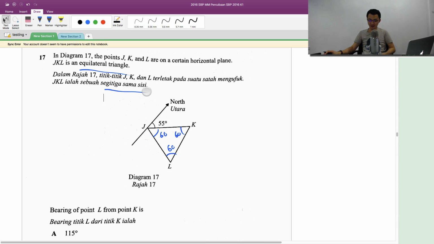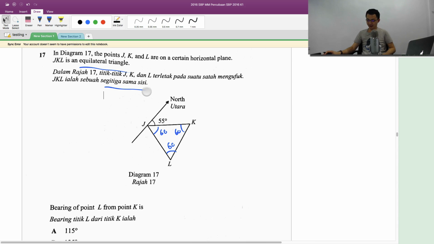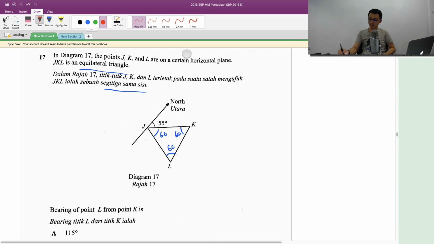Okay, so the bearing of point L from K. So I will need to do the bearing. I will draw the north over here. Because the question is L from K, the question basically asks about this angle. L from K means the angle at K, measured from the north of the K corner until you see the line KL.